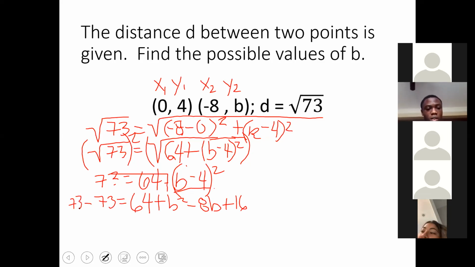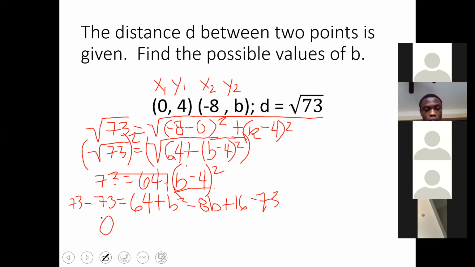Now, I don't have a calculator. Well, I do. Let me see. Well, I think that should be... So 64 plus 16, plus 16, minus 73. That should be 7. Yep, 7.